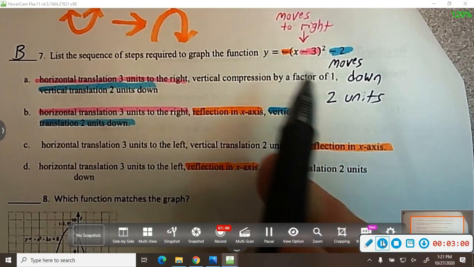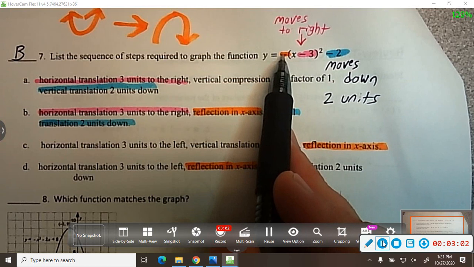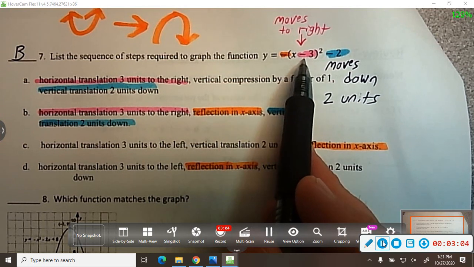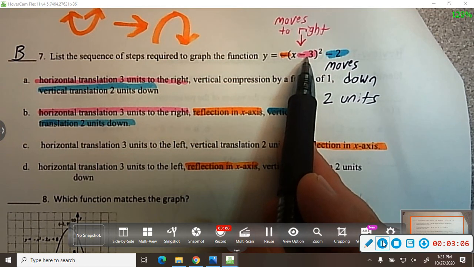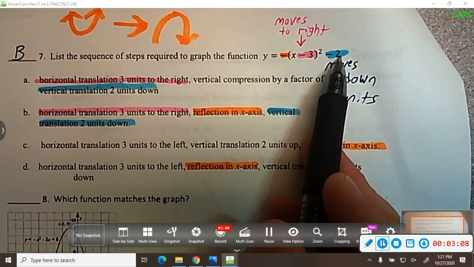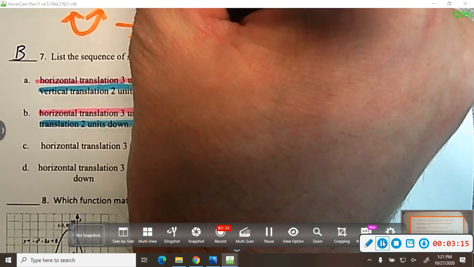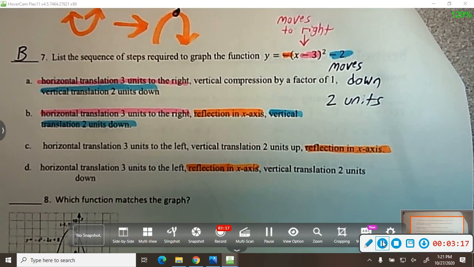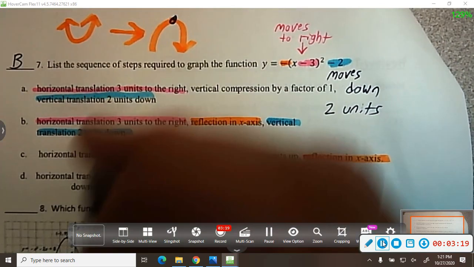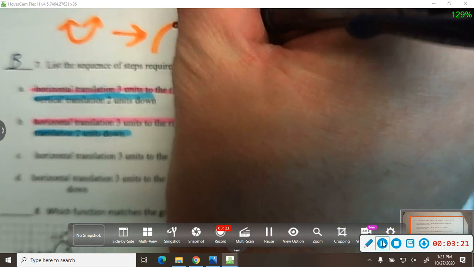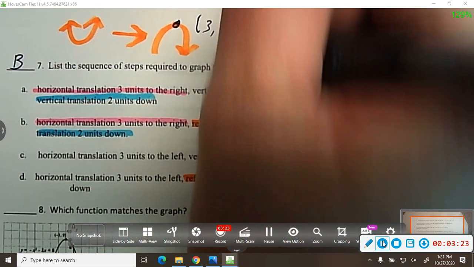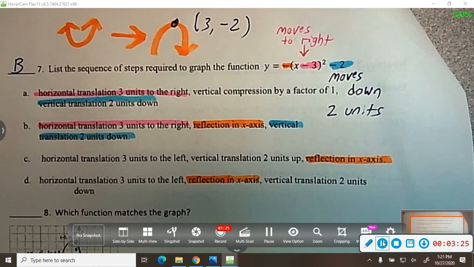So what happened? The negative caused it to reflect over the x-axis. The negative 3 moved it 3 units to the right. The negative 2 moved it 2 units down. And if someone asked me for the vertex, I would say the vertex is 3, negative 2. So that would be the answer for B.